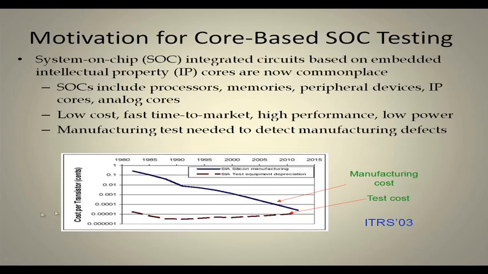So, this SOC design now includes these core based designs. Low cost, fast time to market, high performance, low power. Low cost, because we are not wasting time in getting the chip fabricated for these individual components, since the vendors are providing a netlist, a layout level description. That is at a much higher level, so they did not have to go into the fabrication process of the chip. So, the cost of this core is going to be much less than the cost of the chip.